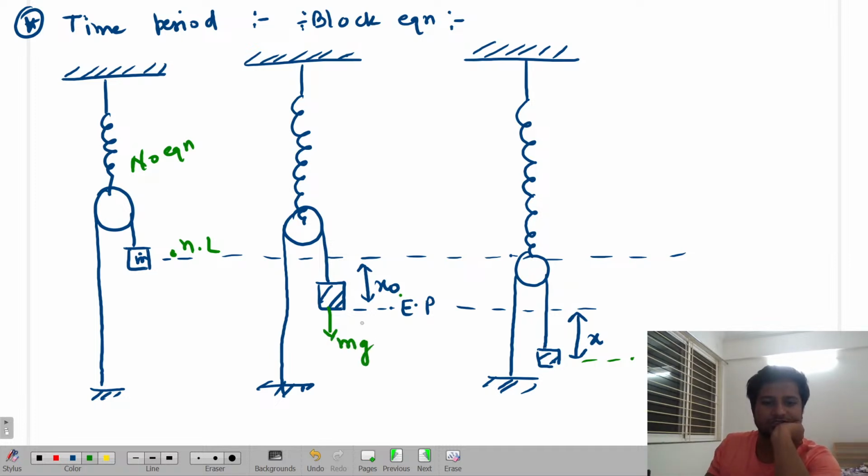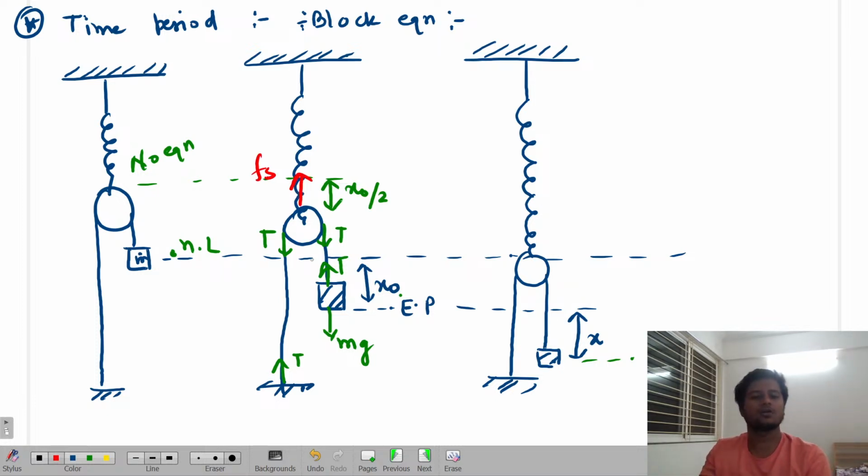Mg is downwards, tension T is upward. For the pulley, tension T is downward. For this pulley, tension T is downward and tension T is upwards. Is that clear? If this is x naught, then displacement in the pulley is how much? X naught by 2. Now, this displacement in x naught by 2 will generate a spring force or not?